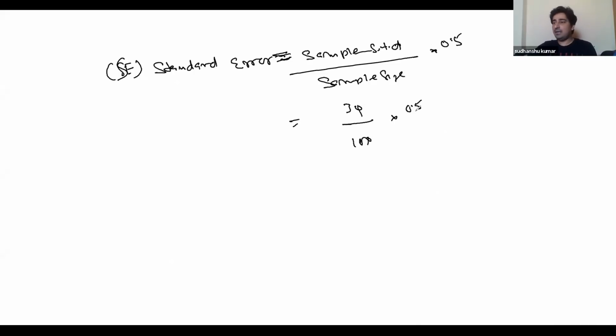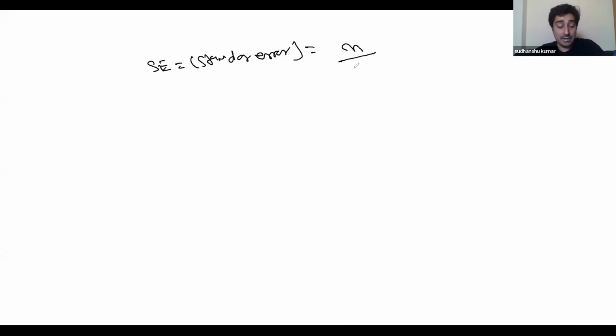So it's completely fine, I would say. Sorry, it will be in this way. So standard error is nothing but n divided by, no, standard deviation divided by root of n. Yeah, this will be the actual formula.